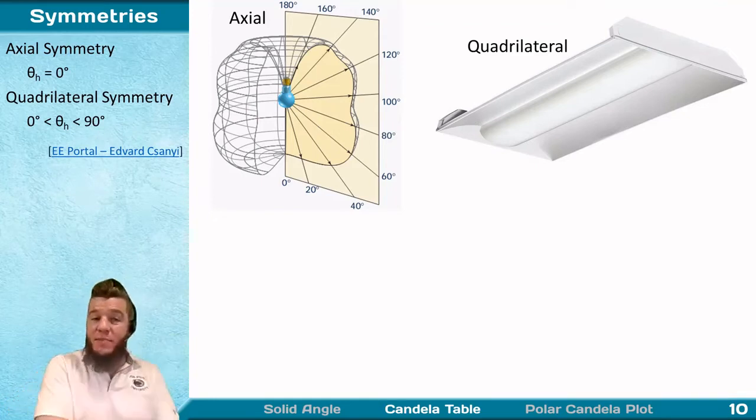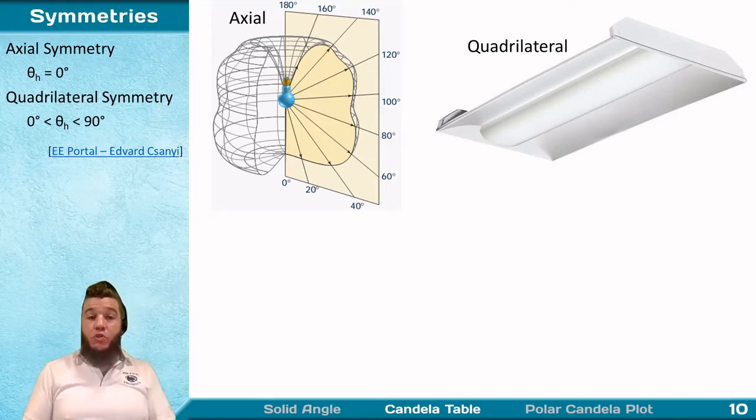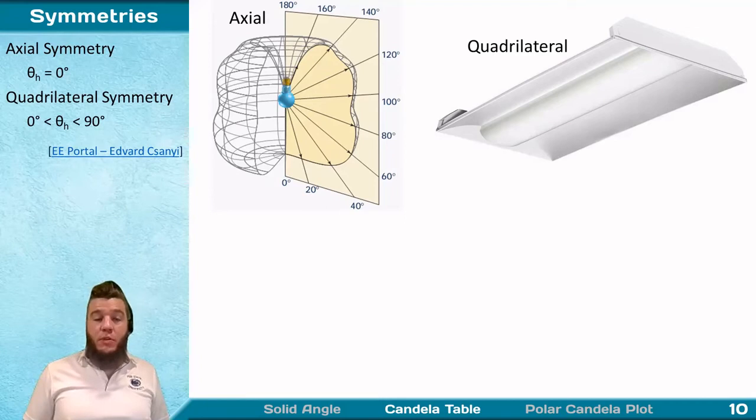The most common example of that is troffers, or 2x4 troffers especially, that fit into the standard gypsum ceiling tiles in most common ceilings. There's a variety of other quadrilaterally symmetric luminaires. We're also usually talking about pendants, linears, strips, are all going to be quadrilaterally symmetric as well.